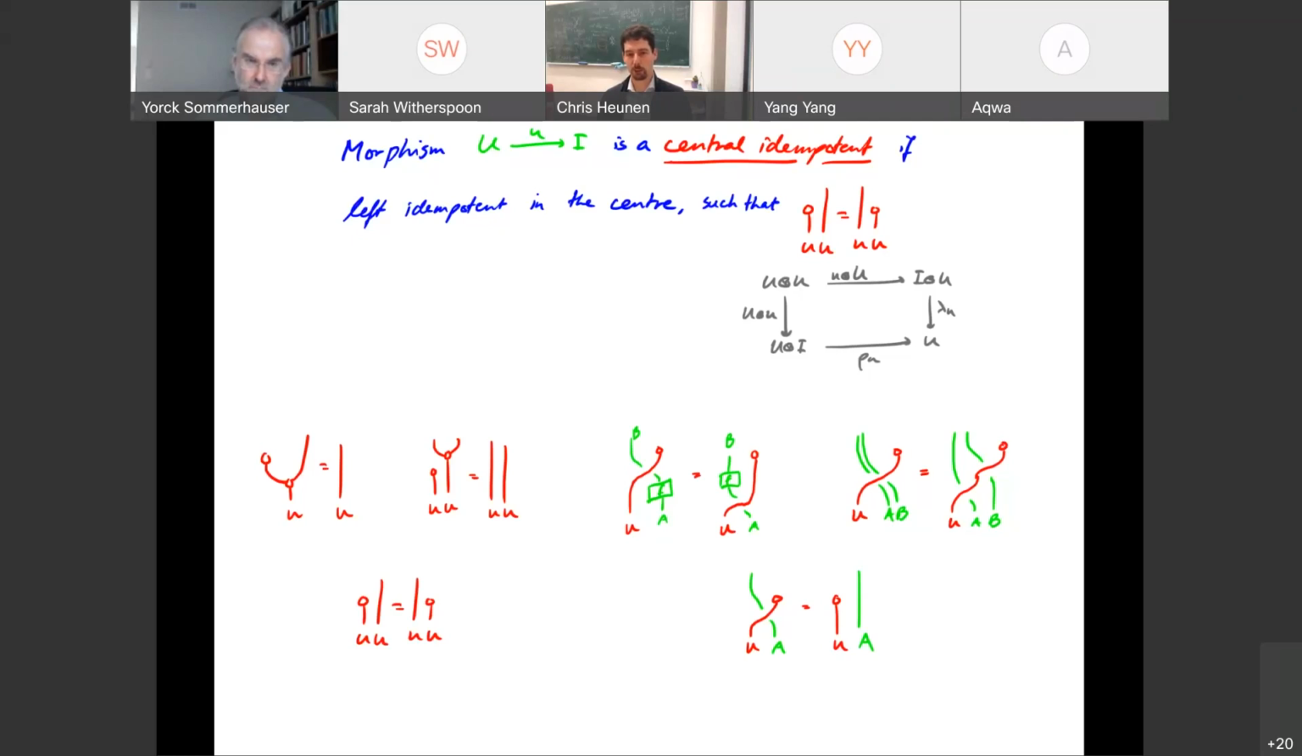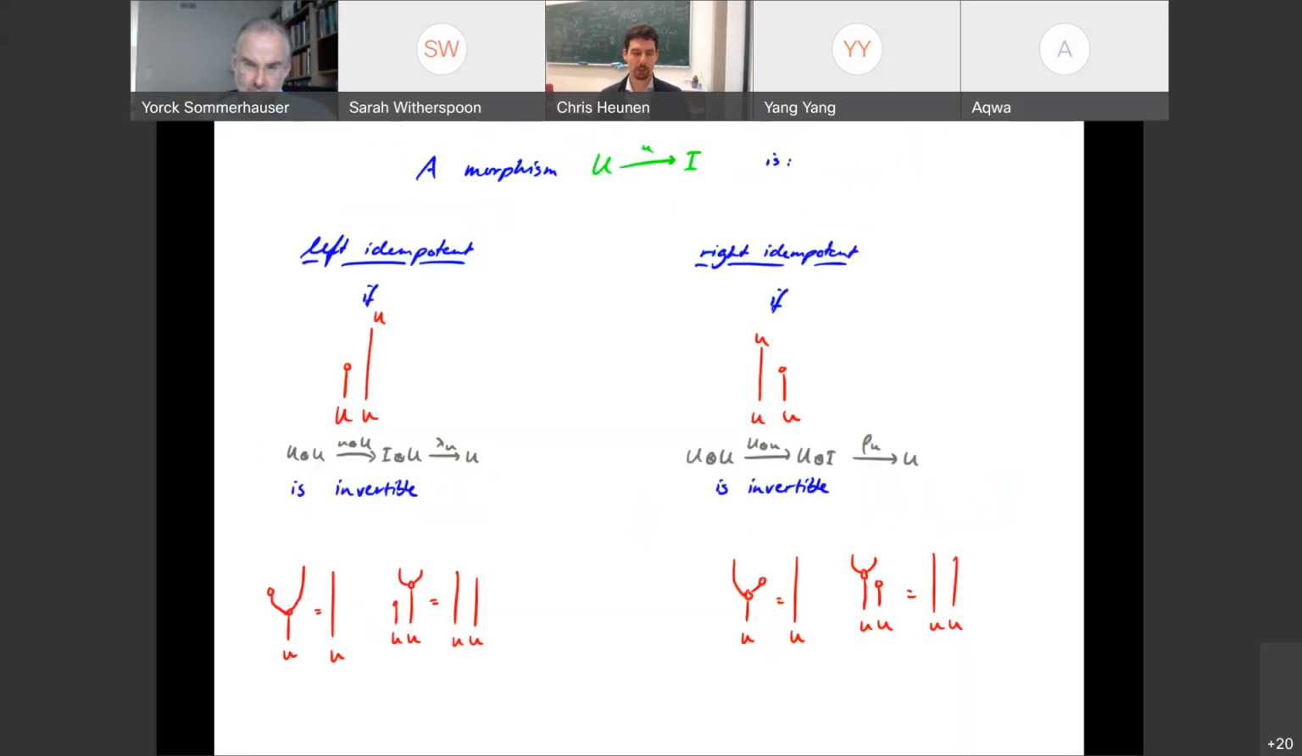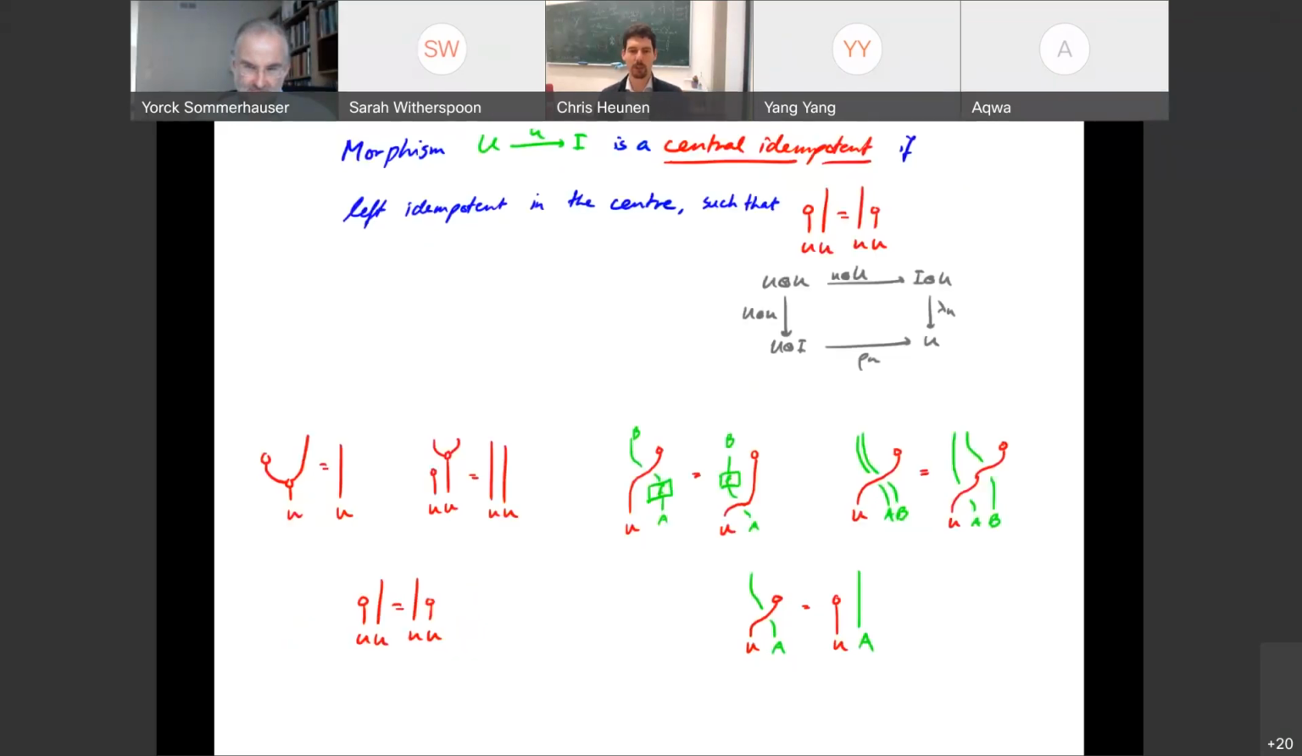And in fact, it's left idempotent in the center, left idempotent in the sense that we just described. If I take 2 copies of this object, if I sort of forget one of them, that should be invertible. And additionally, I'm going to ask that it is central in the sense of the red picture on the top right. If I start with 2 copies of u, the following 2 things should be the same morphism. The first thing is I do nothing to the right copy, I forget the left copy. The other thing is I do nothing to the left copy, I forget the right copy. So in that sense, both copies should play the same role, should be equally worthy.